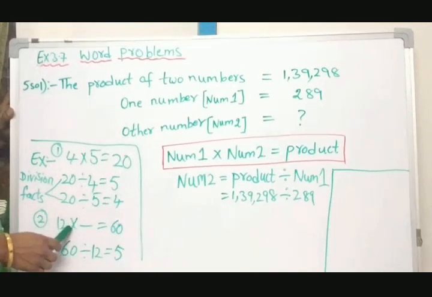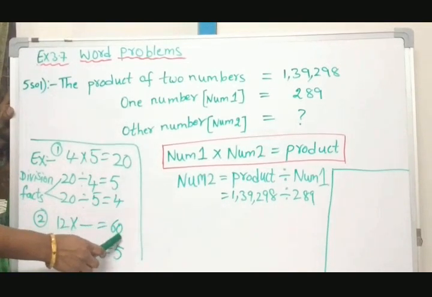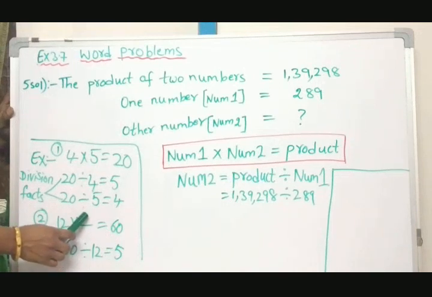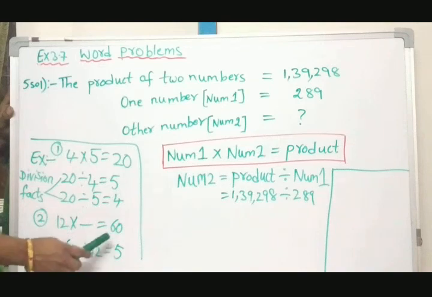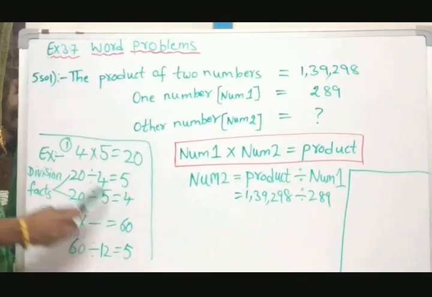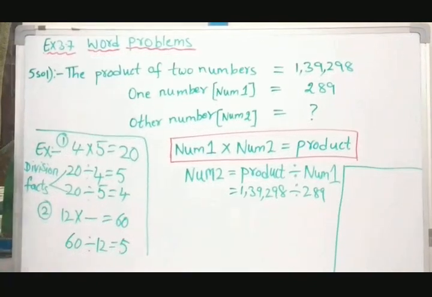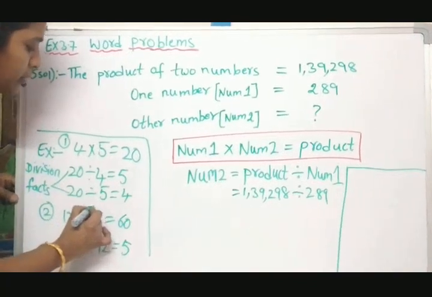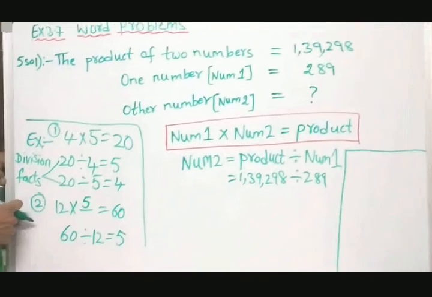Now see the next example. 12 multiplied by blank is equal to 60. So what is the second number? We need to find out this. Using the division fact, can we write like this? 60 divided by 12 is equal to 5. So the missing number here is 5.